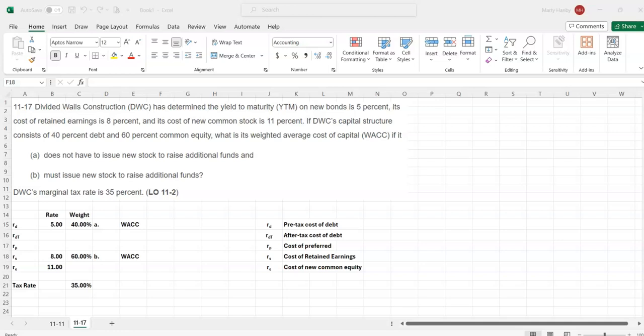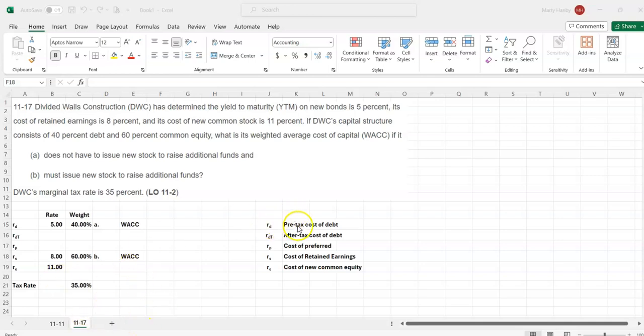Okay, so 1117 is a weighted average cost of capital question. And then we're gonna do the calculations without the additional issuance of additional funds, and then with. So let's just go through our terminology.